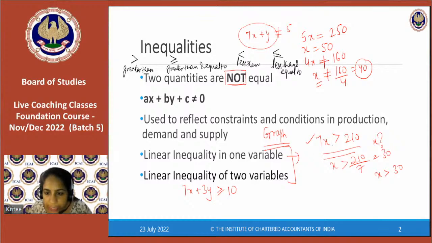Okay, so I gave you these two conditions. One inequality says that 7x is to be greater than 210.